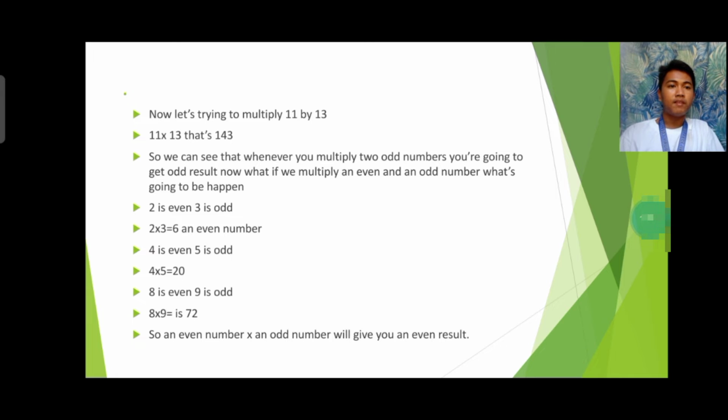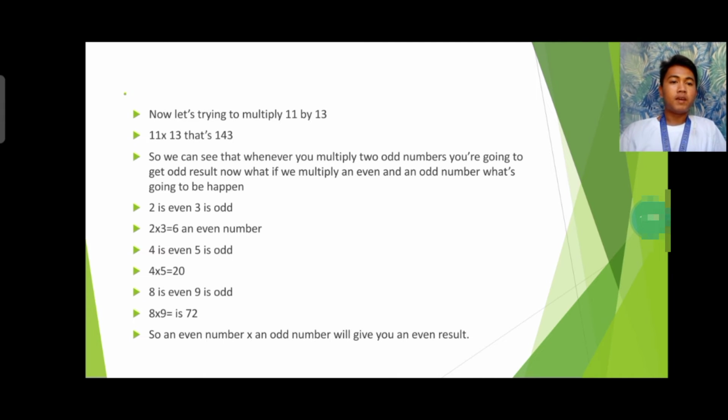Now what if we multiply even numbers and odd numbers? What is going to happen? So, for example, 2 is even, 3 is odd. So 2 times 3 equals 6. So an even number. 4 is even, 5 is odd. So 4 times 5 equals 20. It is an even number. Another, 8 is even, 9 is odd. 8 times 9 equals 72. It is an even number.